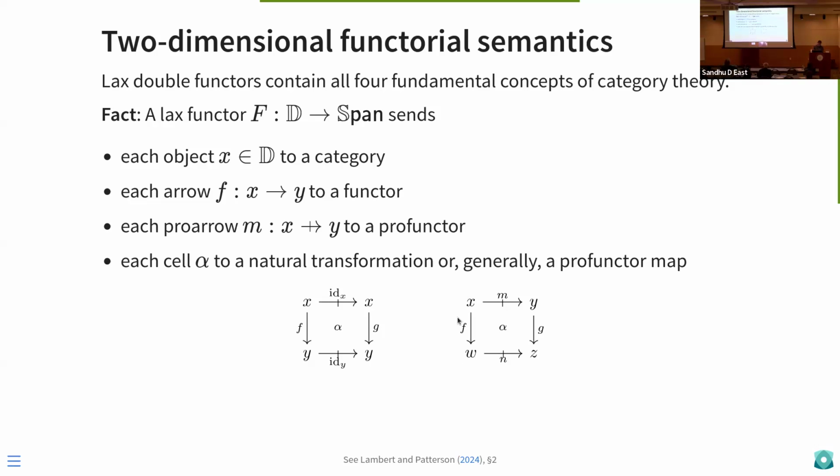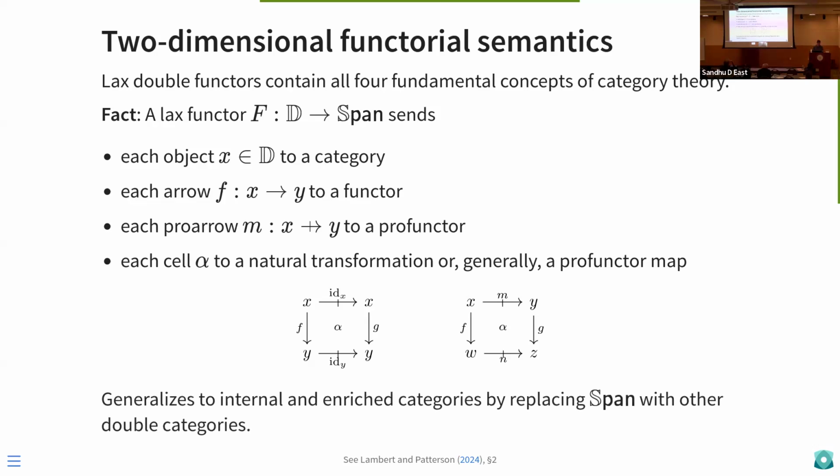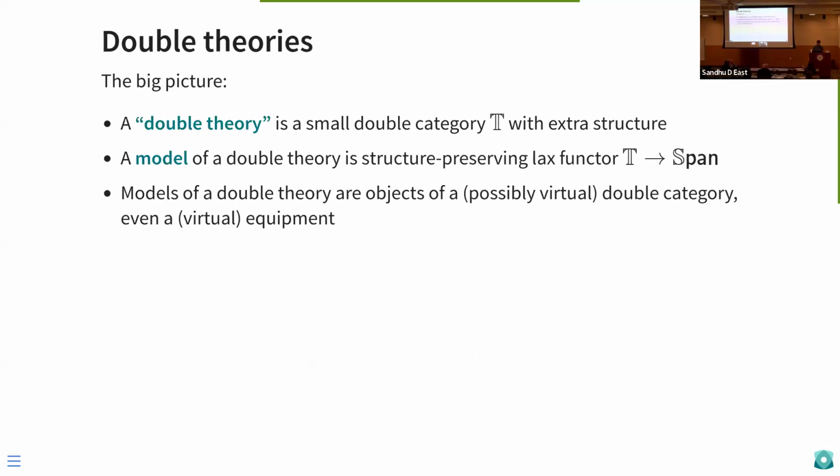And more generally, if you have an arbitrary cell, it sends it to a map between pro functors, which is again a kind of natural transformation. So it really has all of these concepts in there already, and that's what makes it a natural way to deal with doctrines. And so I think that's most of what I'm going to say about that.